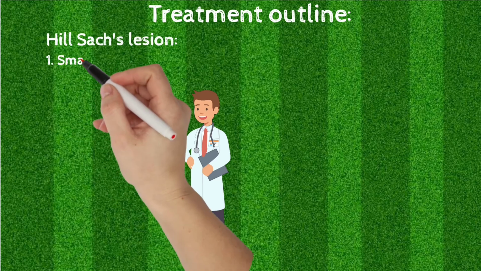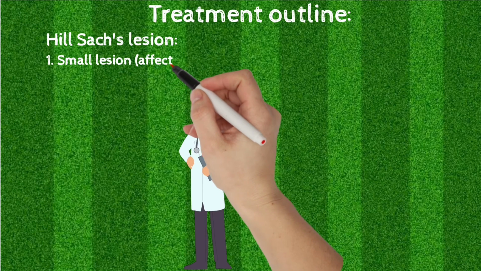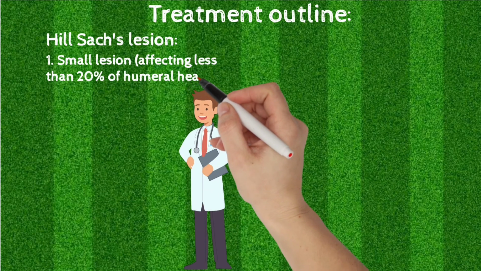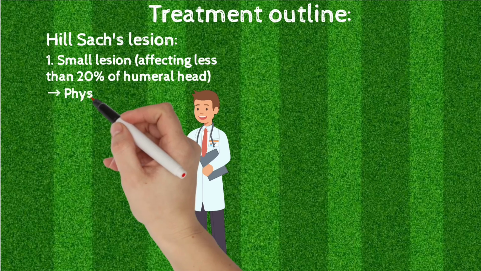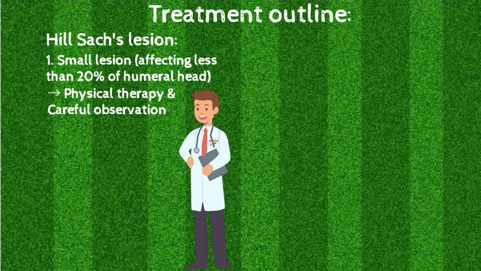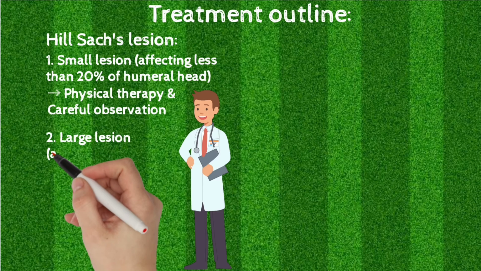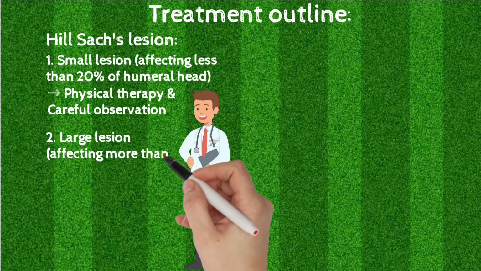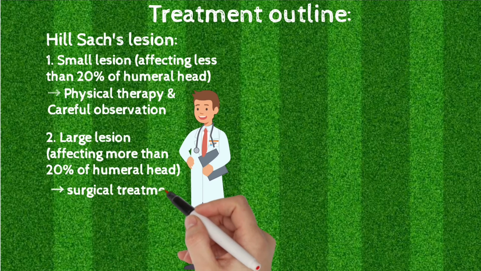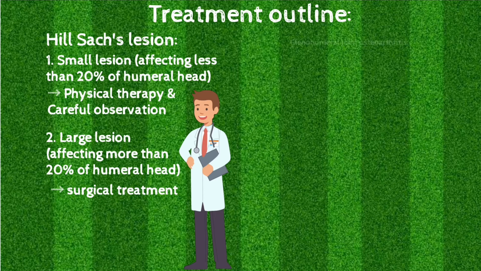Now, Hill-Sachs lesions. If there is a small lesion affecting less than 20% of the humeral head, keep physical therapy and careful observation. If a large lesion affecting more than 20% of the humeral head, then we need surgery, so give surgical treatment.